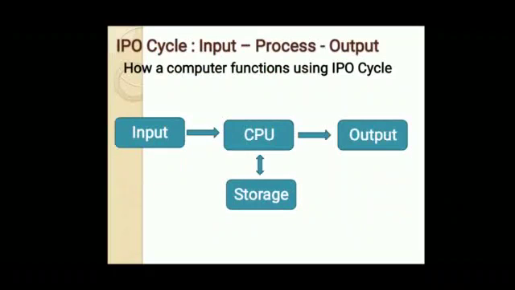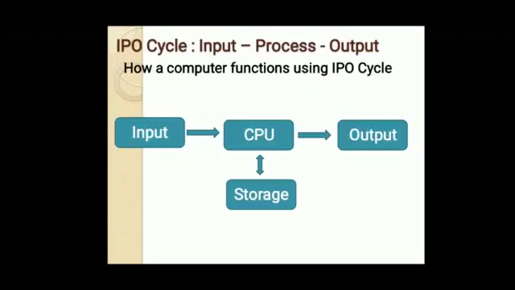The next is the IPO cycle. What is the IPO cycle? I means input, P means process and O means output. The question here is, how does a computer function using the IPO cycle? First, we all are users. Why are we all users? Because we use the computers. That's why we all are users.